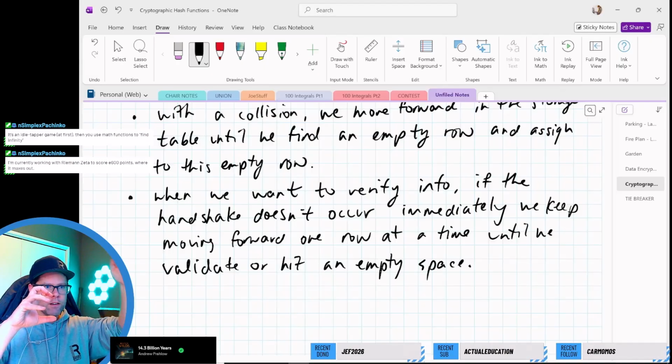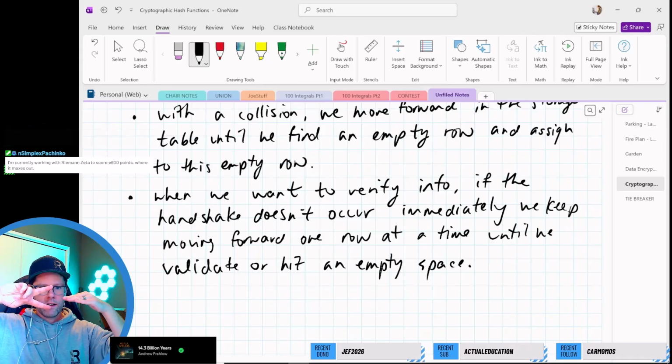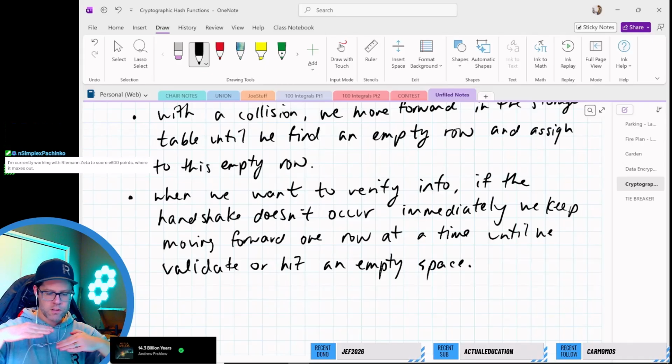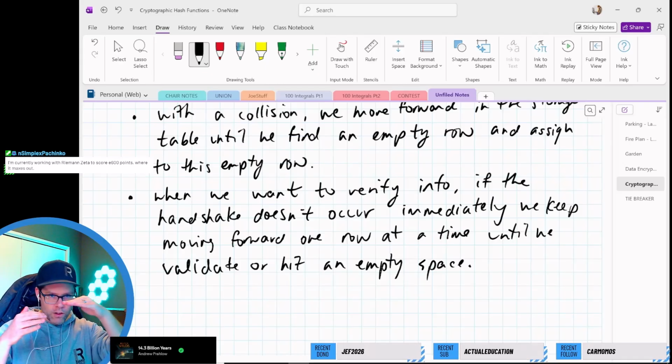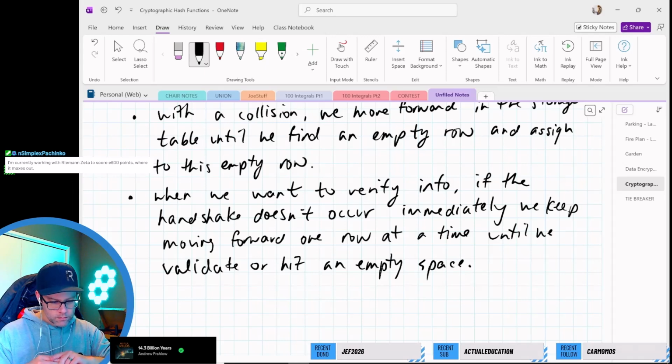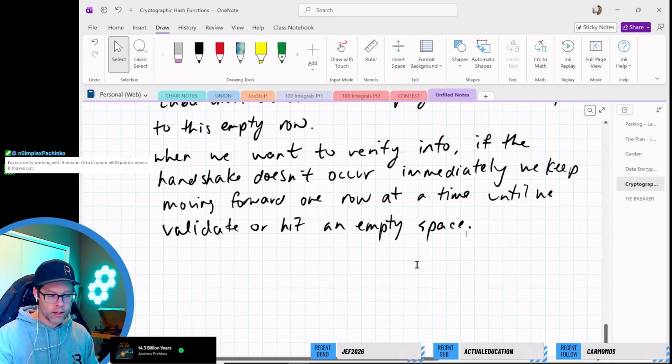If the information comes through and the information over here doesn't match, then it's just going to cycle to the next thing to see if it's going to find the match. It keeps cycling through the next thing, row by row, until we are able to authenticate that handshake. Or we may go through a bunch of rows and hit a blank space. If we hit a blank space, then we know that nothing has been validated, and we can return an error message to the user that's trying to log in.